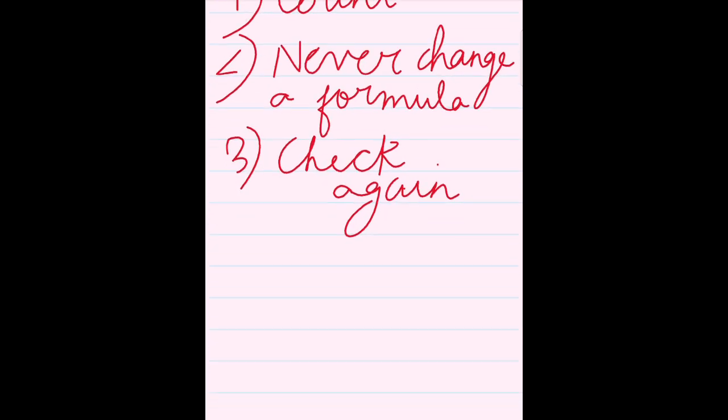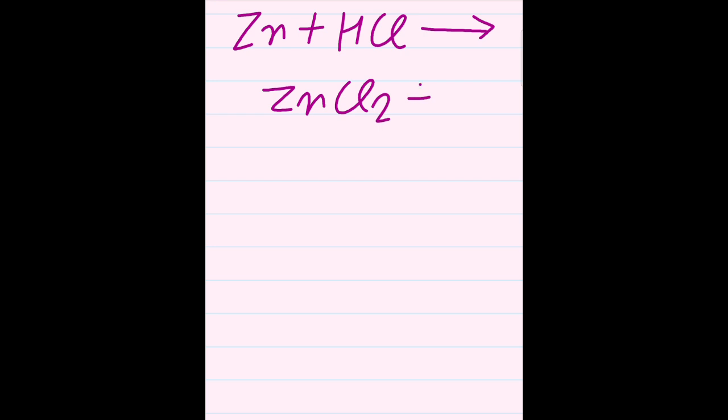Let's take a last example. Zn plus HCl forms ZnCl2 plus H2. First step is to count the atoms on both sides. It's your turn. Pause the video and try balancing this equation yourself.